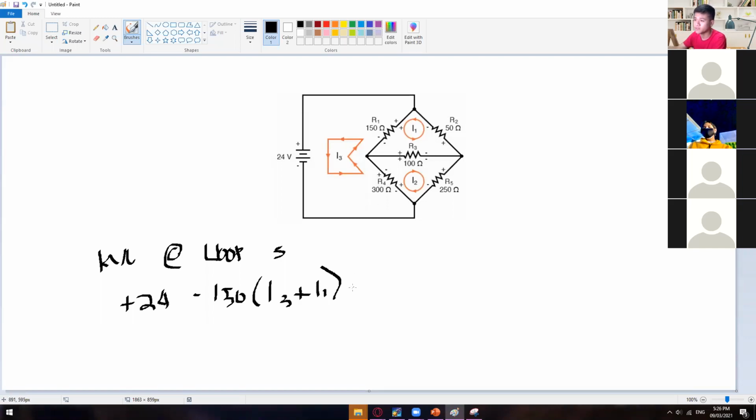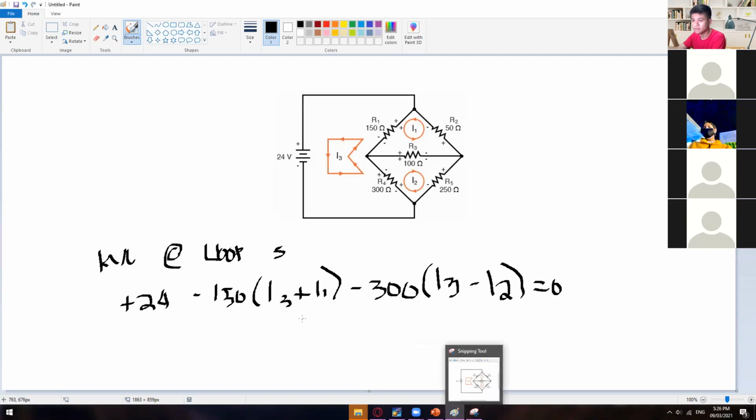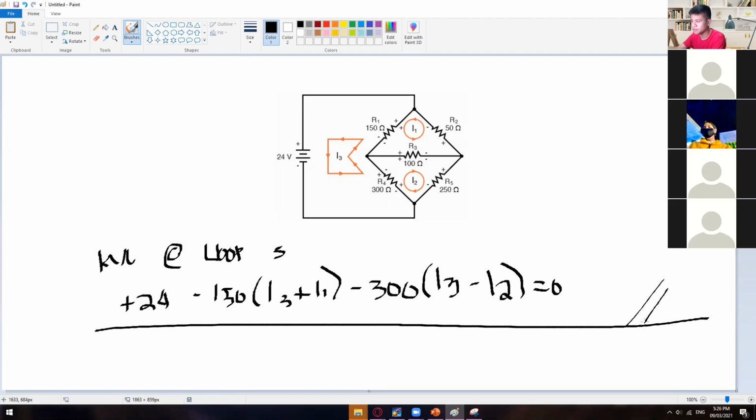And then for the next one, we have here negative 300 times I sub 3 minus I sub 2, since the I sub 2 is opposing the current of I sub 3, equal to 0. So let's see if we have the same answer. Were you guys able to follow how we got this one? Double check if this one is correct or not.